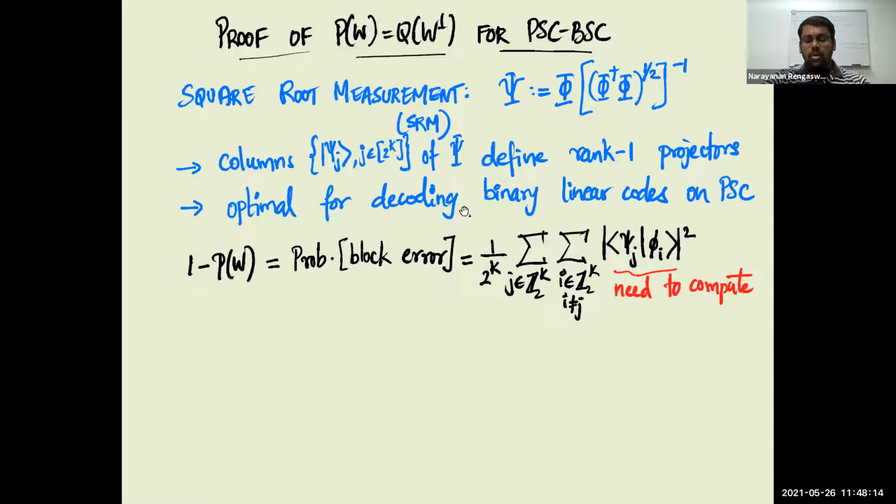And it's known that because of this geometrically uniform symmetry of our hypothesis states, this is optimal for decoding binary linear codes on the pure state channel. So this is easy to show.